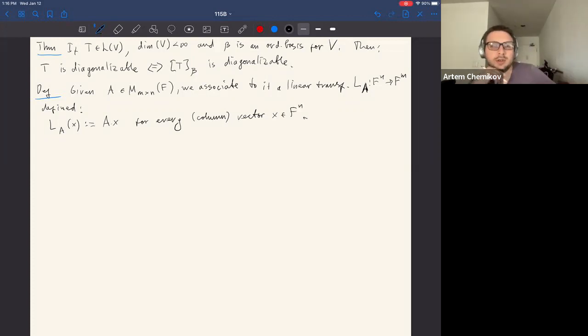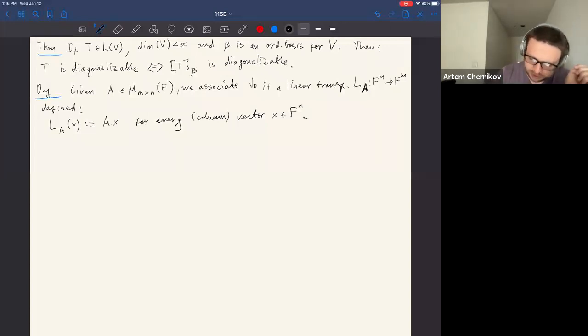Okay. So we can just multiply by A, and this gives us a linear transformation LA. Sometimes this LA is called the left multiplication transformation. Just to remind you, we have this method of getting a linear transformation, starting with a matrix. All right. So now let's go back to our discussion.